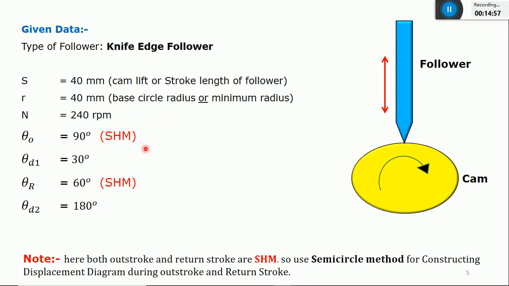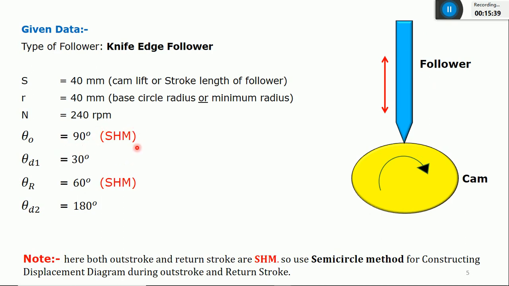Also they will mention the kind of motion of the follower. As I said, when the follower is moving in upward direction like this, it is following simple harmonic motion. In the previous class I explained 4 different types of follower motion: uniform velocity, uniform acceleration and deceleration, simple harmonic motion, and cycloidal motion. Out of those 4, they'll mention the kind of follower motion during its outstroke, whenever the follower is moving away from the cam, means upward stroke, that is given as 90 degree with simple harmonic motion.